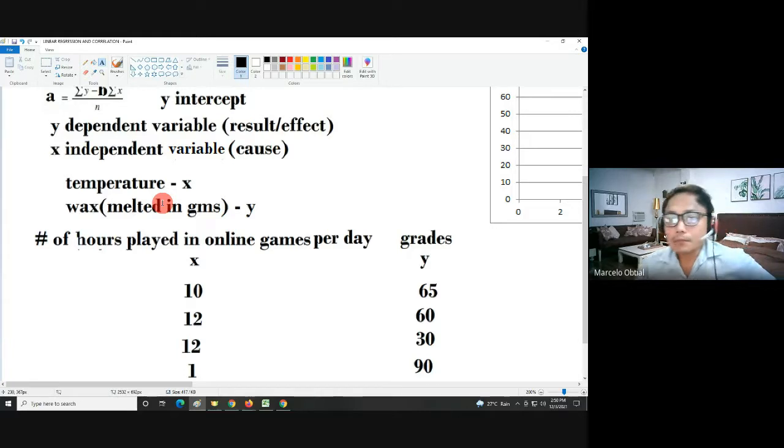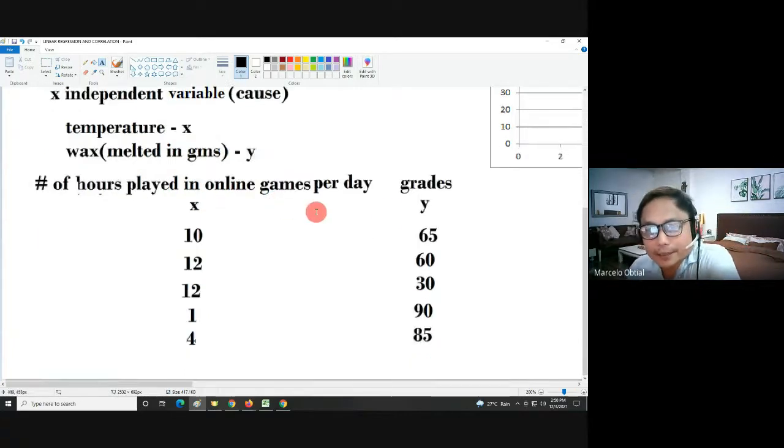Okay? Now, example, this is the data, no? So, one administrator of the school gathered this information from his students, 5 students. He asked one student, ilang hours ka naglalaro ng Dota? Sabi niya, 10 kada araw, ma'am.